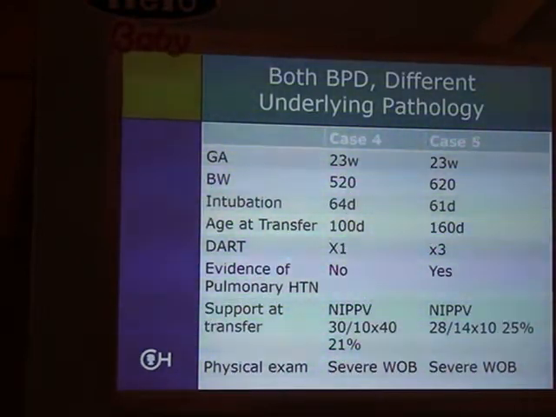differences between the two. Both came on non-invasive positive pressure ventilation with full support of similar rates, similar PIPs, and similar PEEP levels, and 20 and under 30% oxygen. But when you looked at them, their breathing pattern on their respiratory assessment was very severe work of breathing. They were on full non-invasive support, but their breathing pattern just looked ugly.